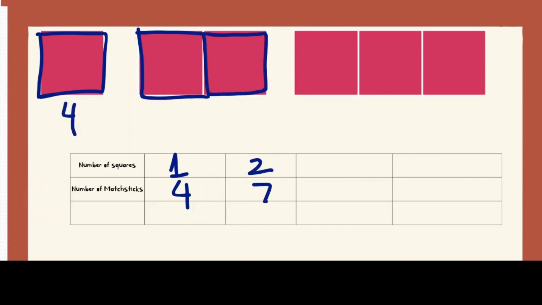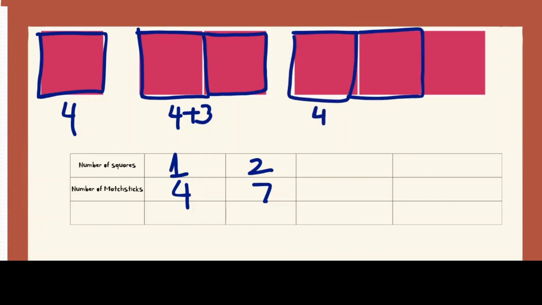So we had 4, then we had 7. Now, if you have to create three squares, then how many matchsticks do you think you would require? So let us see. First we had 4, then we added 3, and then we added another 3 number of matchsticks. So to create three squares, we require 10 matchsticks.